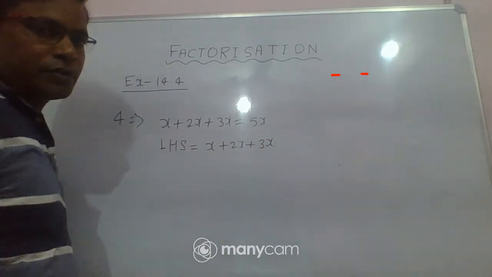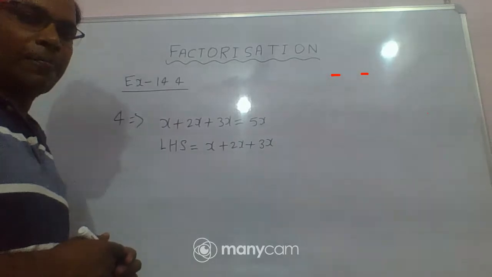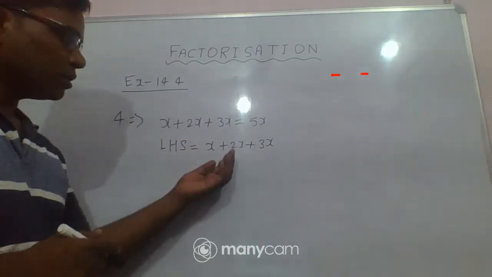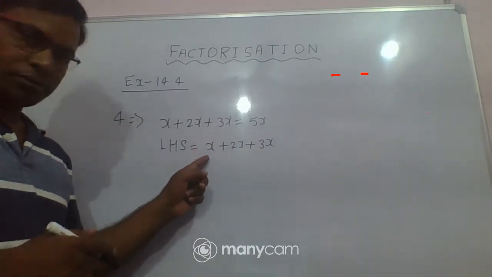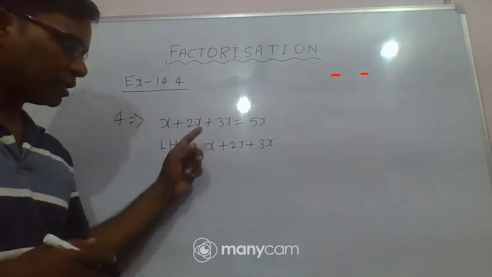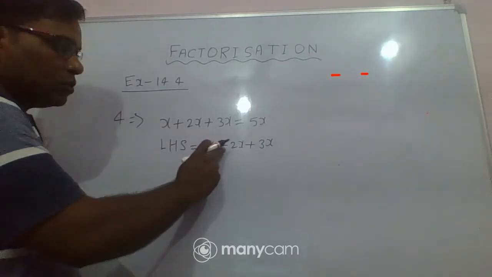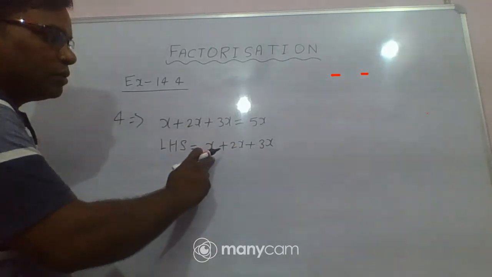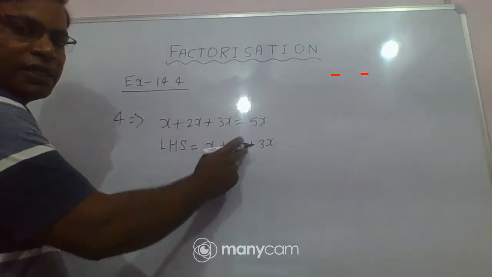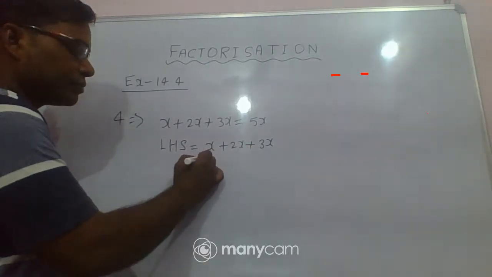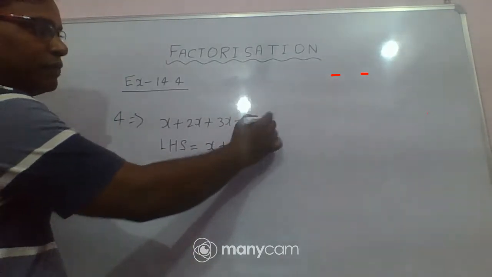What is a variable? Here x is a variable. This x is also a variable. This x is also a variable. So we add only the coefficients of the variables if they are like terms. The coefficient of the first x is 1. The coefficient of this x is 2. The coefficient of this x is 3. The coefficient of the first x is nothing but 1. You can write 1 or only write x. So this is 1x, 2x, 3x. So 1 plus 2 plus 3 is equal to 6x.